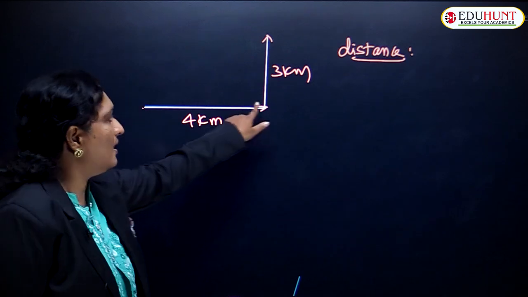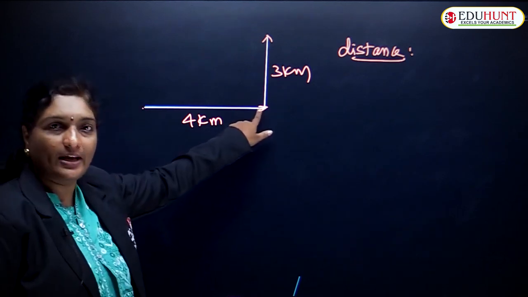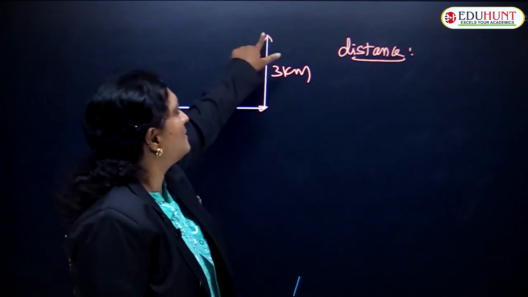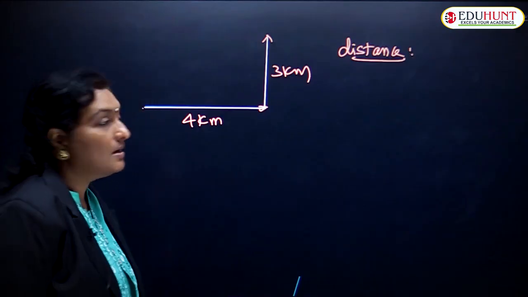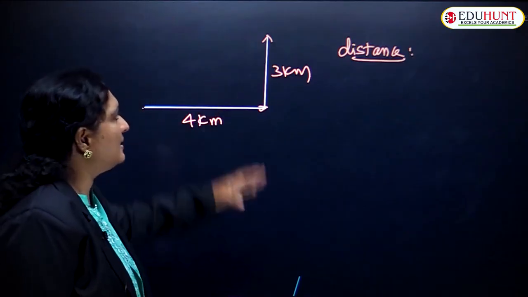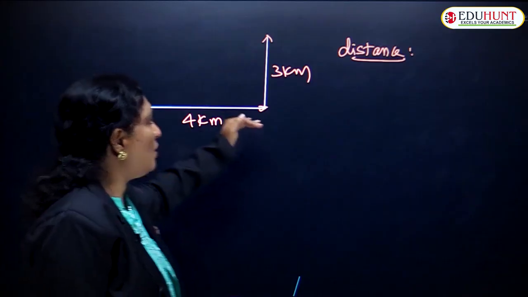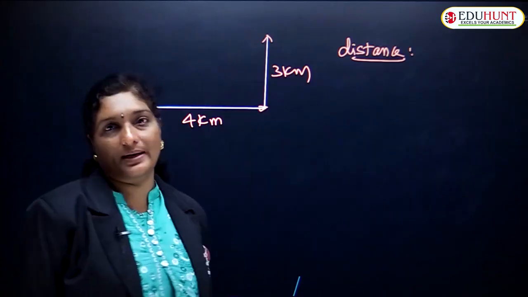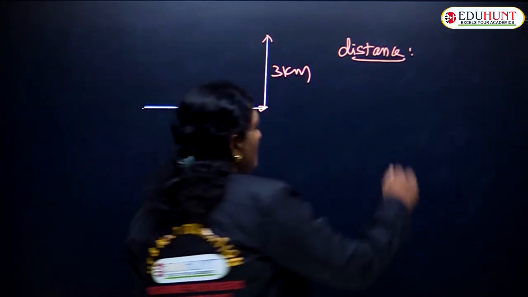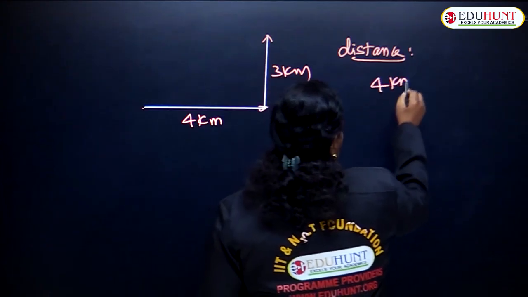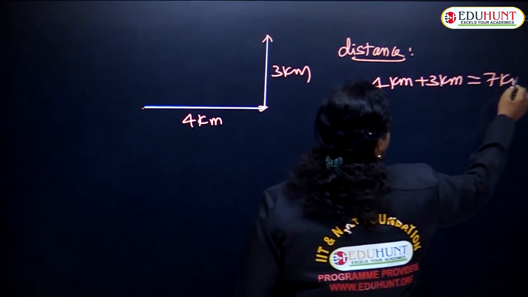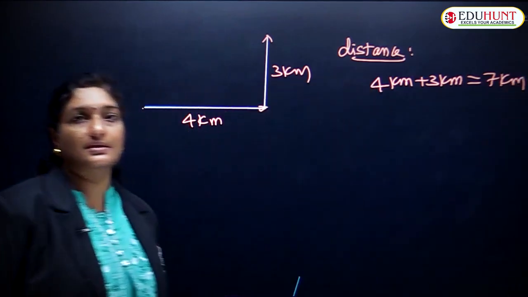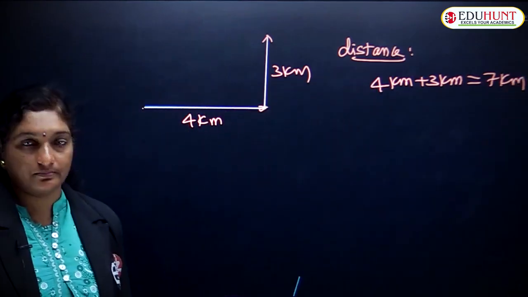From here to here, the body has covered 4 kilometers, and again from here to here, the body has covered a distance of 3 kilometers. So what is the actual path length covered by the body? 4 kilometers plus 3 kilometers. So 7 kilometers is the total distance covered by the body.